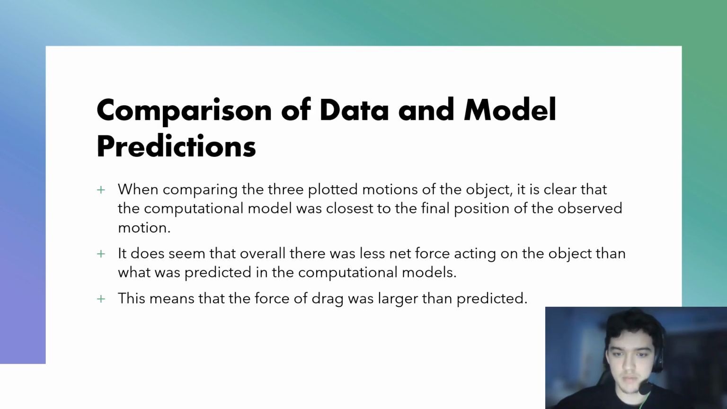When comparing the three plotted motions of the object, it is clear that the computational model with the force drag and gravity was close to the final position of the observed motion. It does seem that overall there was less net force acting on the object than what was predicted in the computational models. This means that the force of drag was larger than predicted.